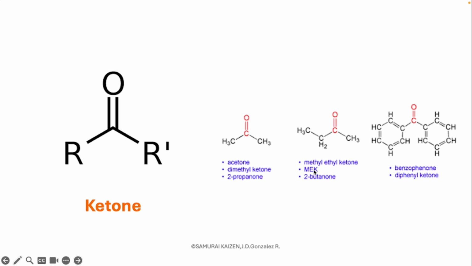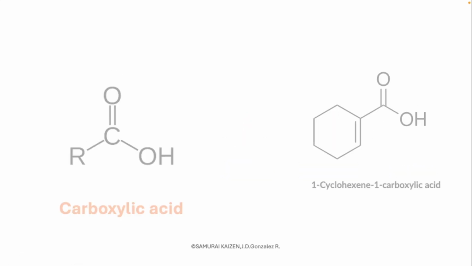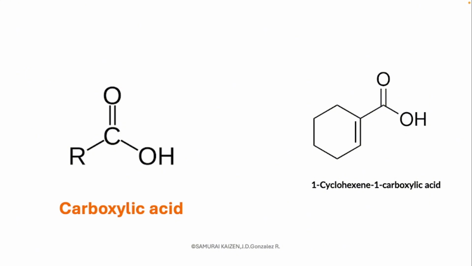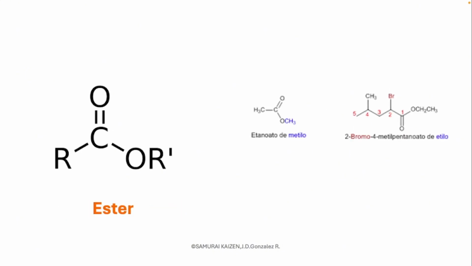The abbreviation is MEK, or also called 2-butanone, and this is benzophenone, or diphenyl ketone, whichever you prefer to call it. This is the carboxylic acid. An example of this is 1-cyclohexene-1-carboxylic acid. This is an ester, an organic salt. And here we didn't have the examples in English, but well, you can still call them.